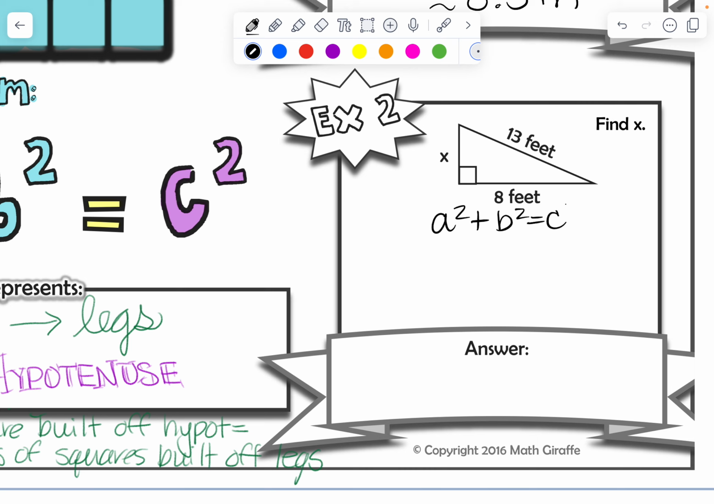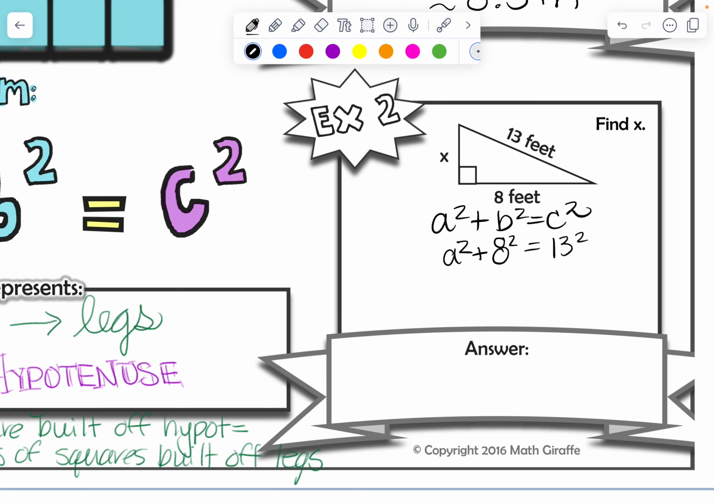So I get a squared plus 8 squared equals 13 squared. And I suppose if I wanted to, since my other leg is called x, I can do that. So x squared plus 8 squared is 64. 13 squared is 169. And so now I have an equation to solve.